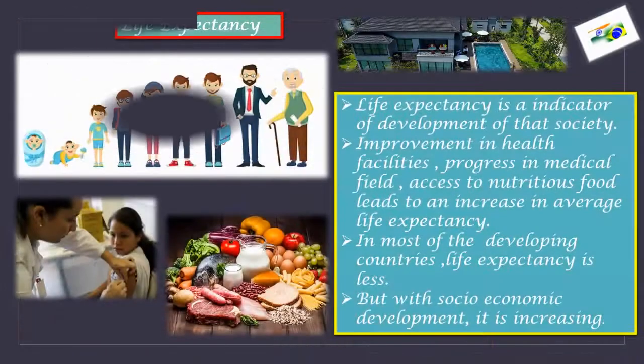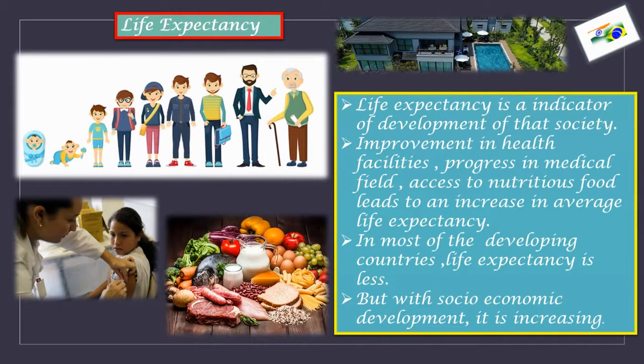Students, life expectancy is an indicator of the development of a society. Life expectancy is an important measure of health. It involves improvement in health facilities, progress in the medical field, access to nutritious food, introduction of vaccines, development of drugs, or positive behavior. Changes like a reduction in smoking or drinking rates will also reduce the death rates and increase the life expectancy of a people.